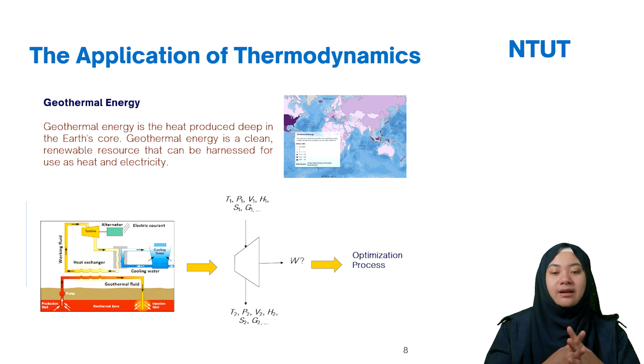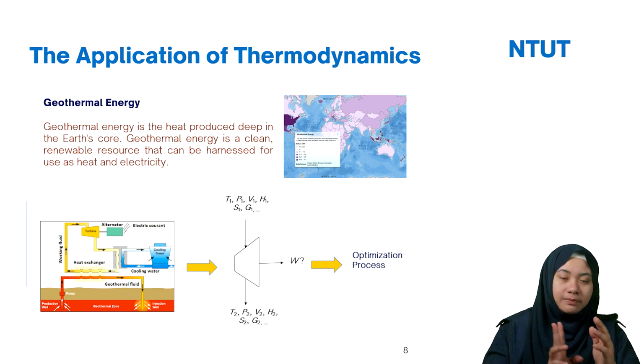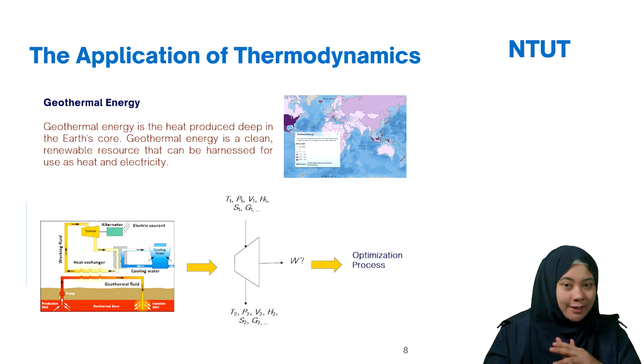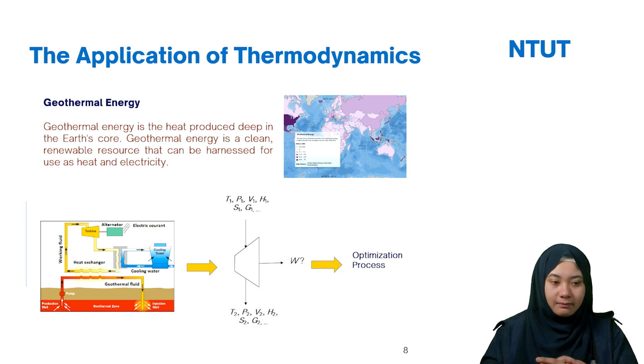Later, when you discuss work, they define two parts. One is shaft work, the other is flow work, WS and WF. They are totally different. So what is the difference between these two? Normally it is based on the equation, which we will see later.